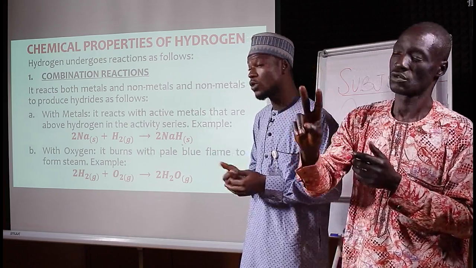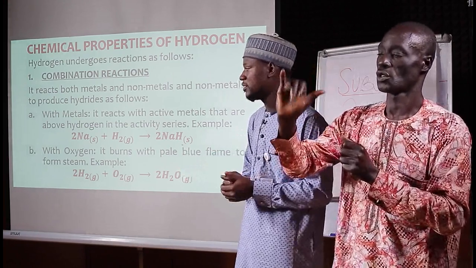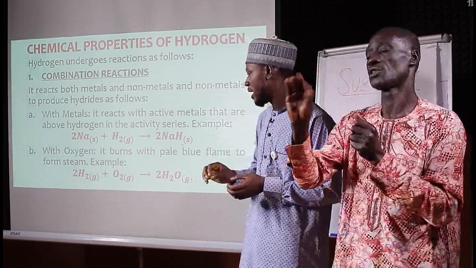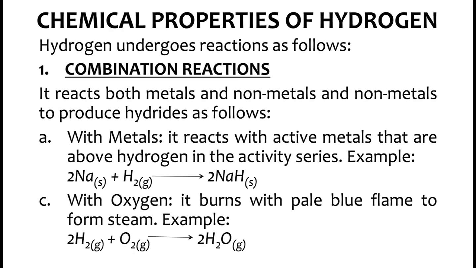2. Reaction with oxygen or other non-metals. Generally, hydrogen reacts with non-metals. So with oxygen, hydrogen burns with a pale blue flame to form steam. An example is given. Remember, this is even the reaction that is used to distinguish hydrogen from other substances. The flame that is produced is blue and it is very pale. Now the reaction is 2 molecules of hydrogen gas reacting with 1 molecule of oxygen to produce 2 molecules of water in steam form, that is in gaseous form.